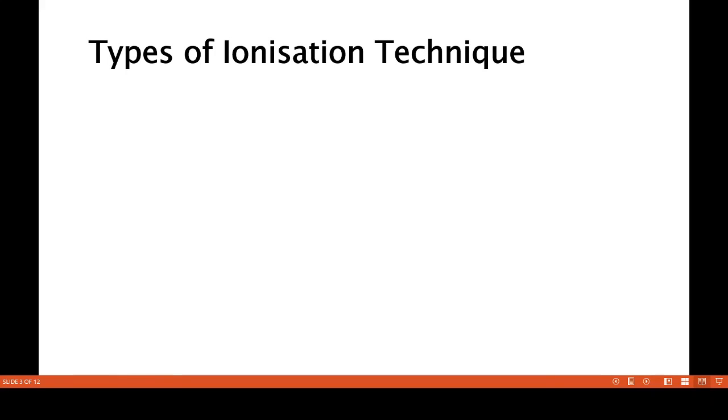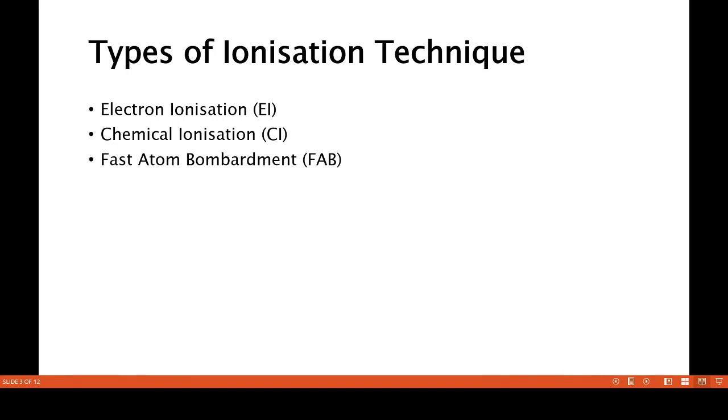So we start with the types of ionization technique. We must know the different types of ionization techniques. The first is electron ionization, that is EI. Second, chemical ionization, CI. Third, fast atom bombardment, FAB. Fourth one, electrospray ionization, ESI.